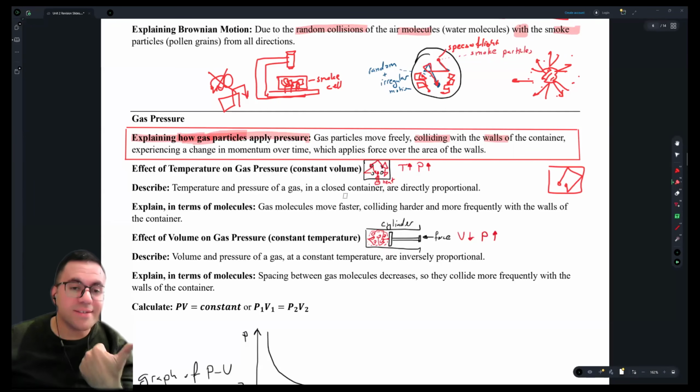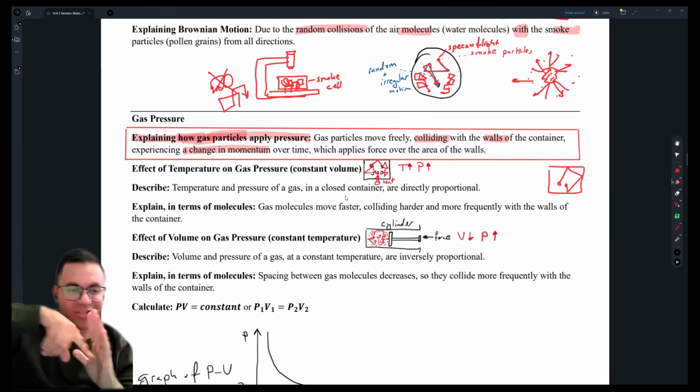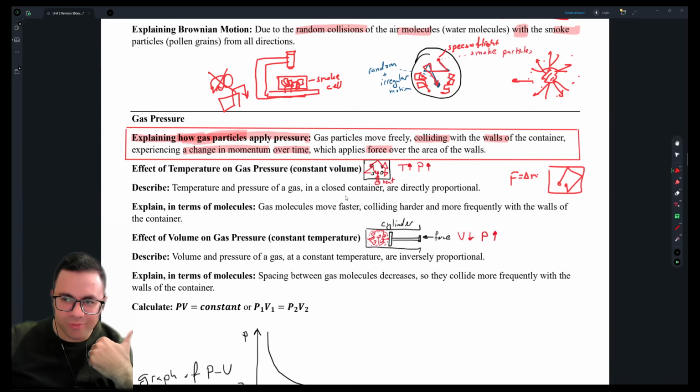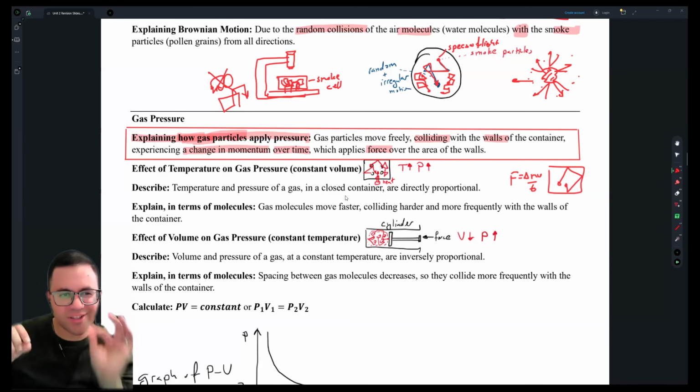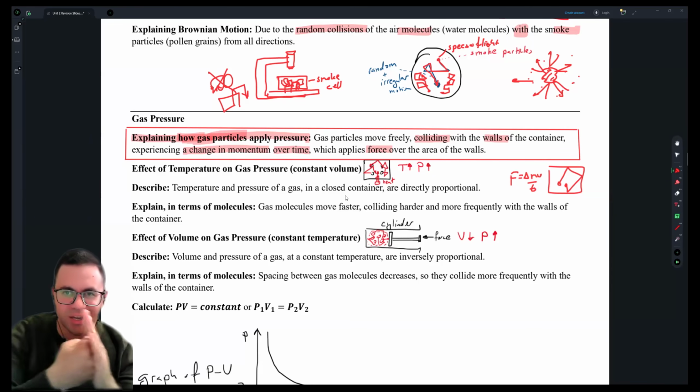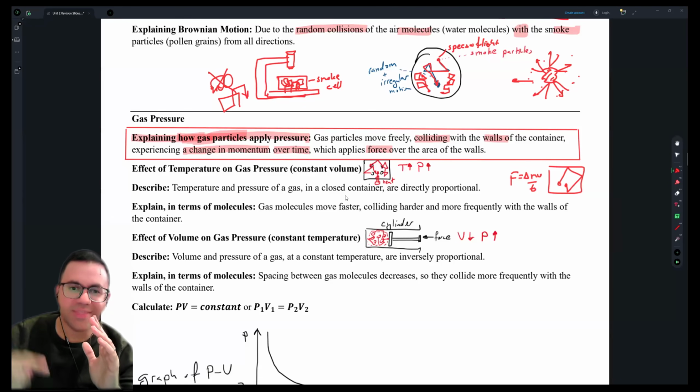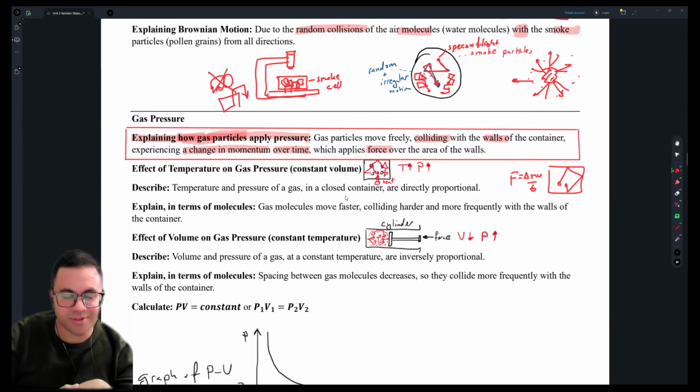And when it collides, it experiences a change in momentum. Remember momentum? When you collide, you change direction. So that's a change in momentum. That change in momentum over time applies force, because that was Newton's second law. Force is equal to change in momentum over time. So every time a gas particle collides with a wall, it experiences a change in momentum, and that change in momentum over time is what applies force.